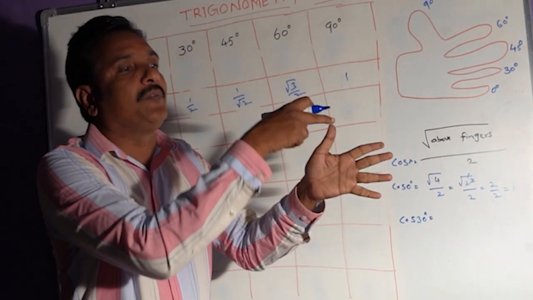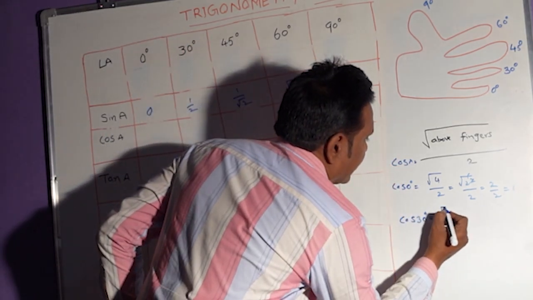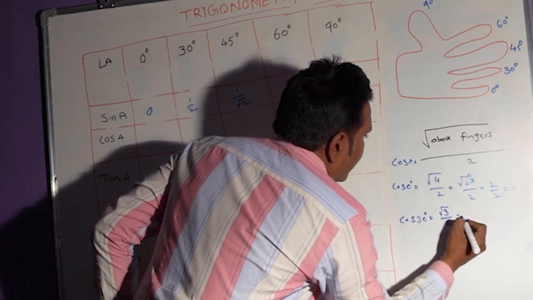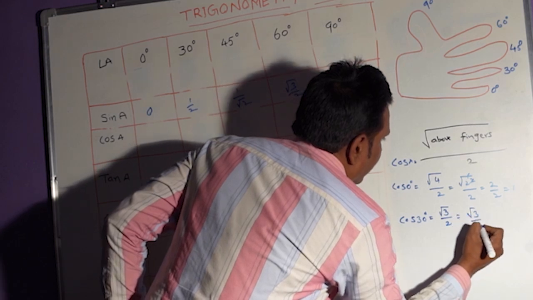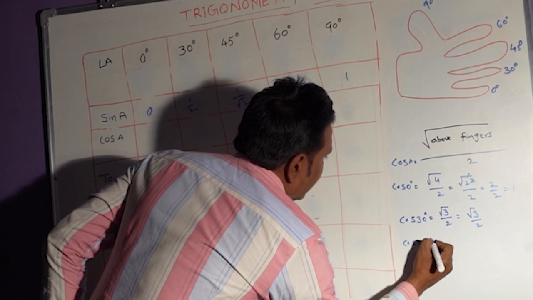Ring finger, above fingers 1, 2, 3. Then cos 30 degrees is equal to root of above fingers 3 by 2, which is root 3 by 2. Next, cos of 45 degrees.